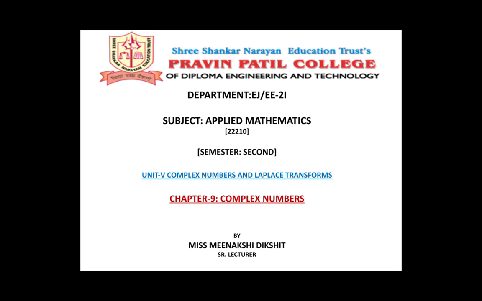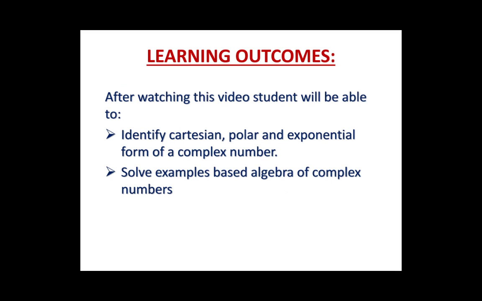So unit 5 for EJ and electrical is complex number and Laplace transform. In unit 5 you are having two chapters, chapter 9 which is complex number and chapter 10 which is Laplace transform. So chapter 9, complex number, we are going to see in this video. So let's start with complex number.